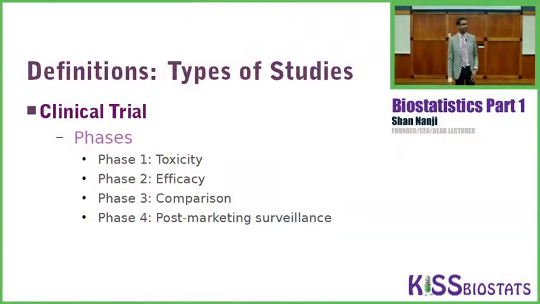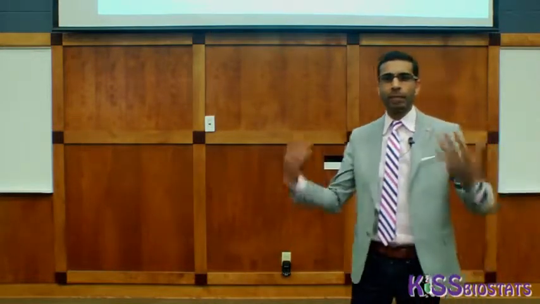There are 4 phases to a clinical trial: toxicity, efficacy, comparison, post-marketing surveillance. What's toxicity? Let's say we're trying an insulin drug. Toxicity would be, does this new insulin drug have bad side effects? That's phase 1. Phase 2, efficacy: does this new insulin drug work the way it's supposed to? Comparison, phase 3: does this new insulin drug work better than the old ones that are already available?